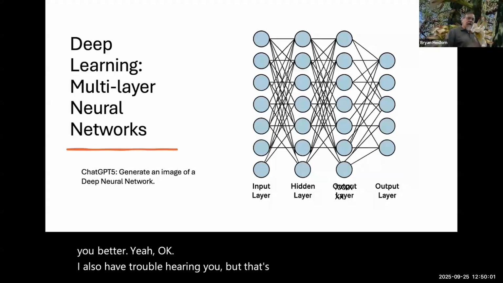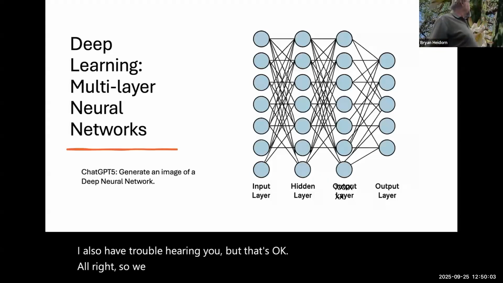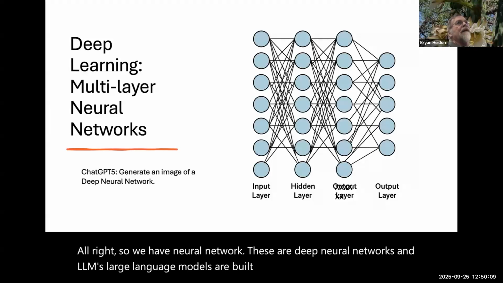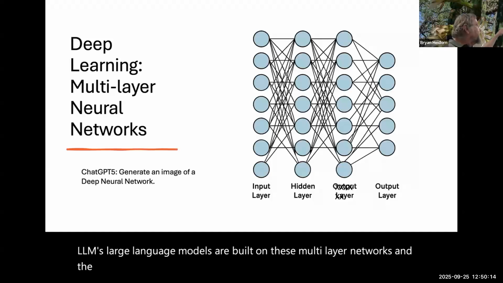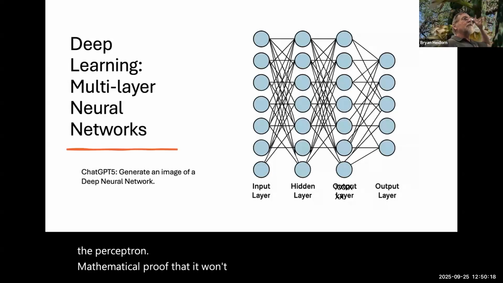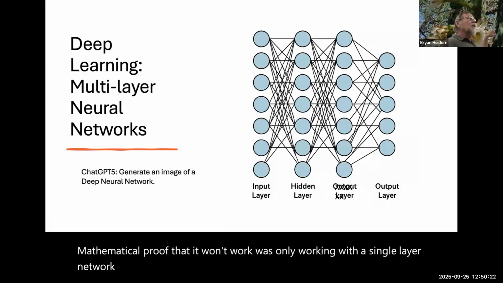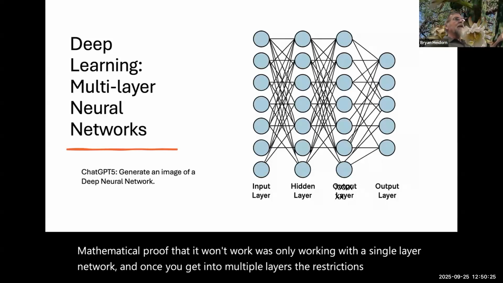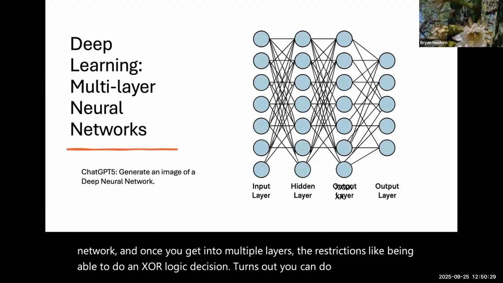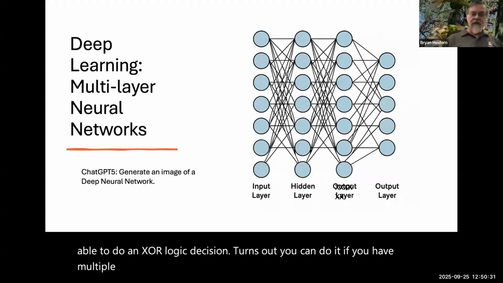All right, so we have neural networks. These are deep neural networks, and LLMs, large language models, are built on these multi-layer networks. And the mathematical proof that the perceptron won't work was only working with a single layer network. And once you get into multiple layers, the restrictions like being able to do an XOR logic decision, it turns out you can do it if you have multiple layers in your network.